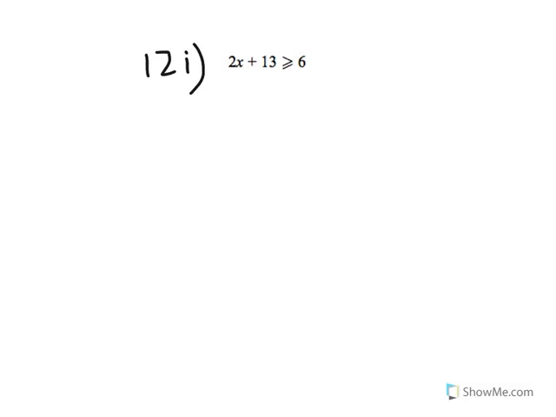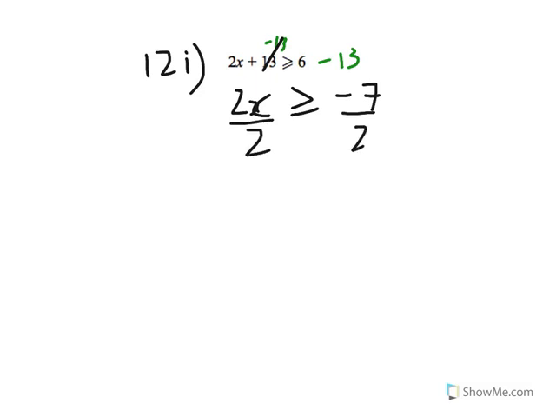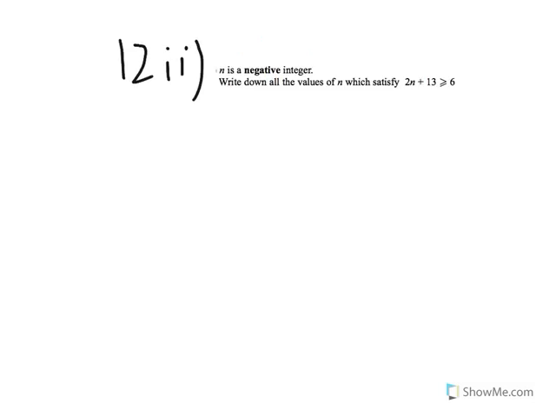Now, just solving an inequality is the same as solving any algebraic equation, so we're going to do it the same way. First of all, we're going to subtract 13 on both sides. This and this will cancel, and we get 2x is greater than or equal to 6 minus 13, which is negative 7. Now we're going to divide by 2 on both sides. These two cancel to give me 1, so x is greater than or equal to negative 7 divided by 2, which is negative 3.5.